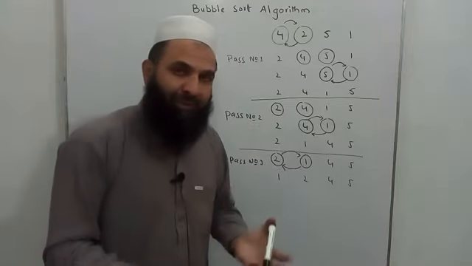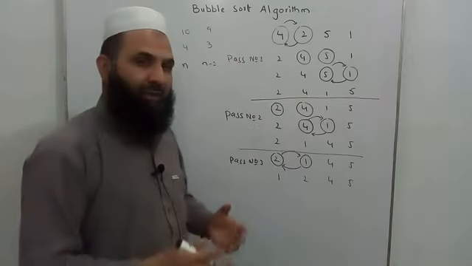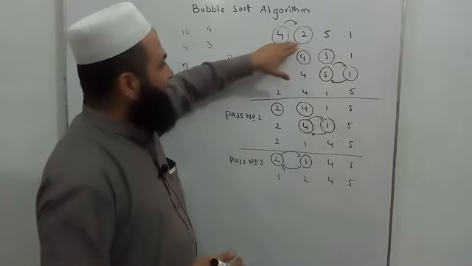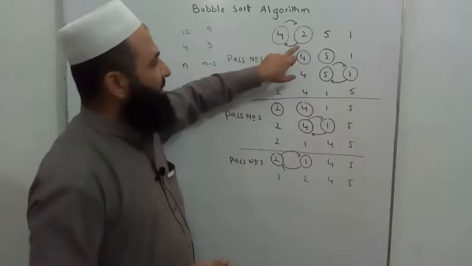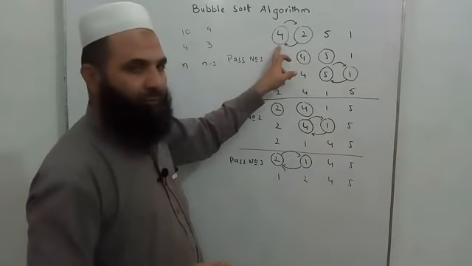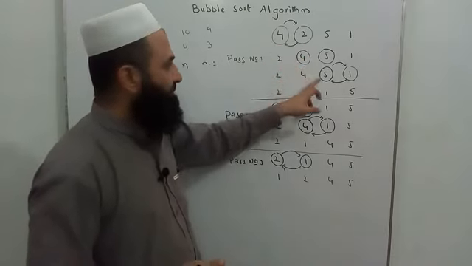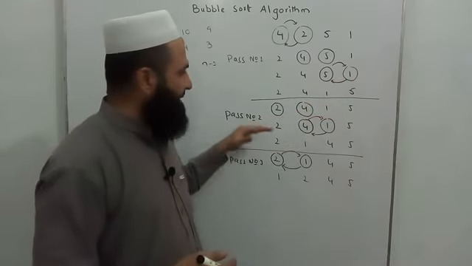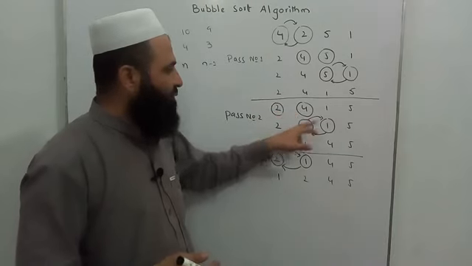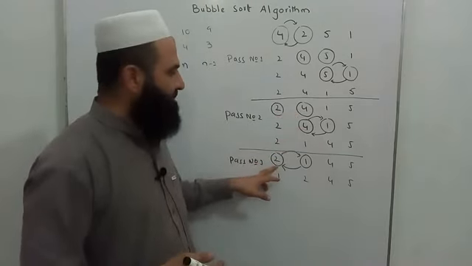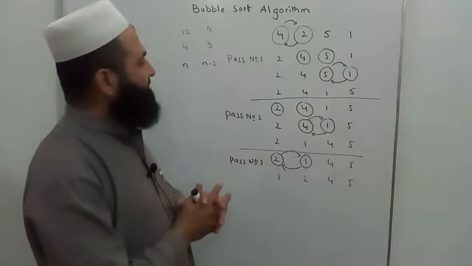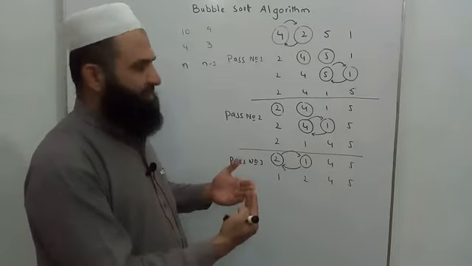Now another important thing that we need to understand is the number of comparisons, because in each pass the number of comparisons varies. In the first pass we did 3 comparisons: we compared 4 with 2, we compared 4 with 5, we compared 5 with 1. That's it. In the second pass we did 2 comparisons, 2 with 4, 4 with 1. That's it. In the third pass the number of comparisons is only 1. We compared 2 with 1. That's it. So it means that the number of comparisons also varies.